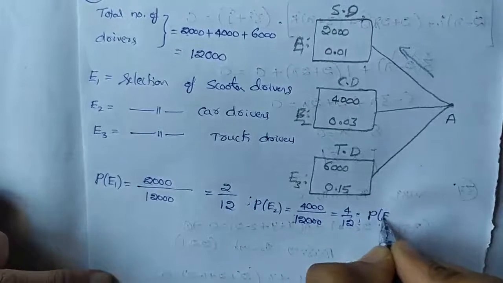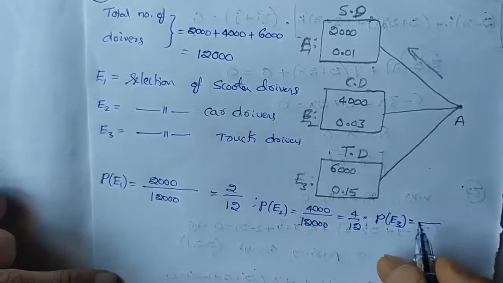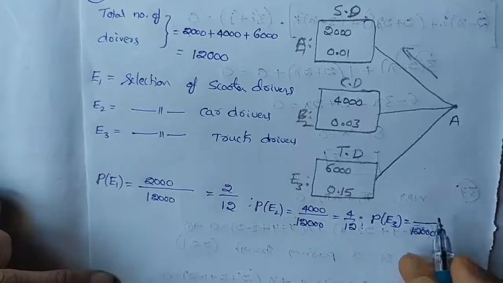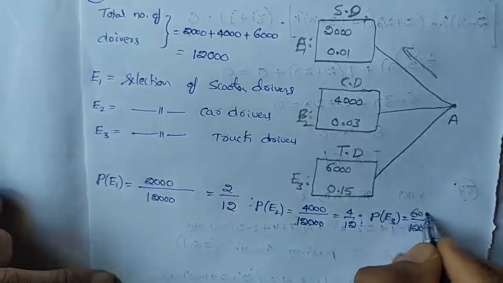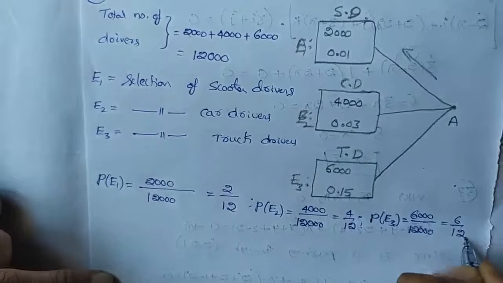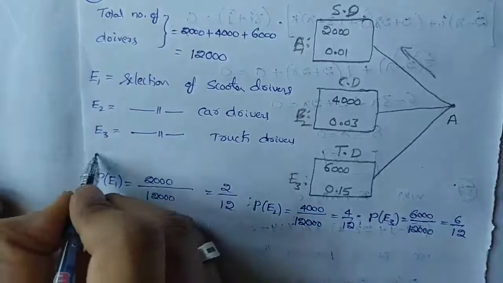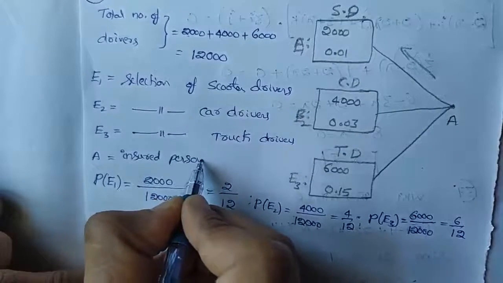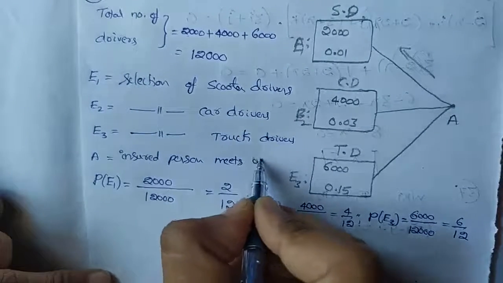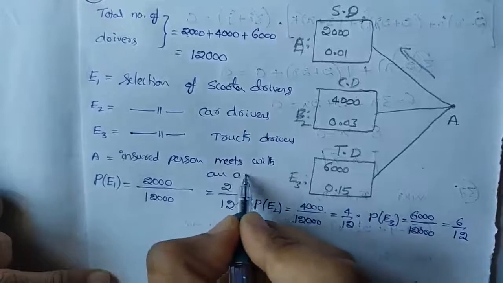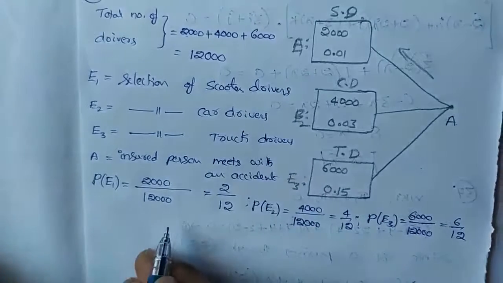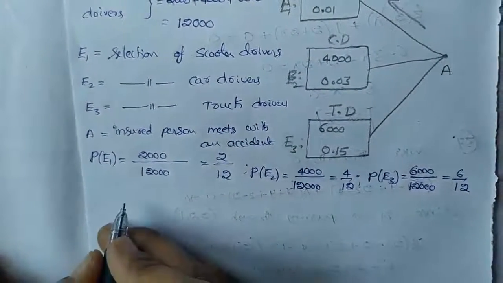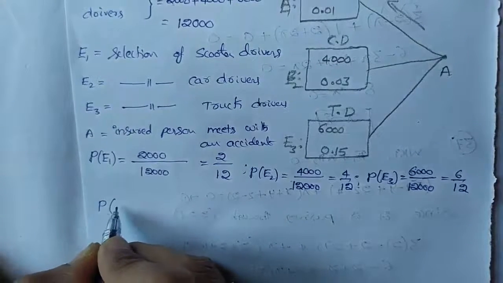Next, probability of the event E3 is nothing but selection of truck drivers. So out of 12,000, how many truck drivers are there? 6,000. That is equals to 6 by 12. Next, let us define the event A. Insured person meets with an accident. So P of E1, P of E2, P of E3 we have.